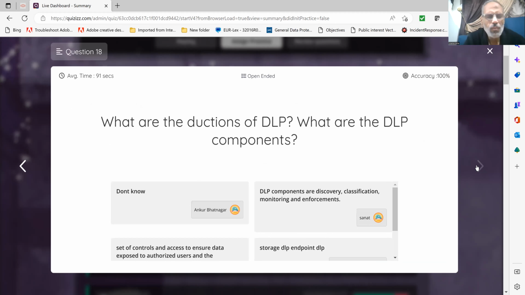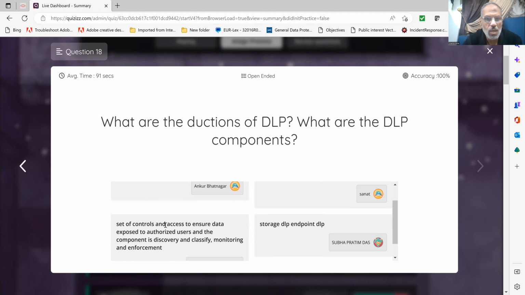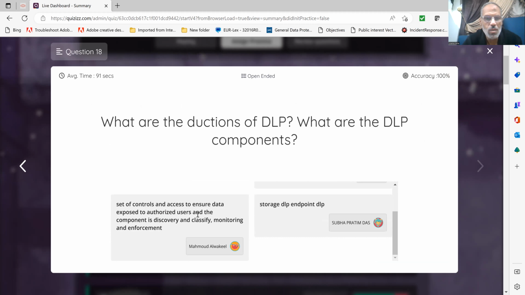Okay, thank you. What are the factions of DLP? I don't know the meaning of reductions. Or do you mean the DLP components? Okay. DLP components: discovery, classification, monitoring, and enforcement. Yes, that's right. A set of controls and access to ensure data is exposed only to authorized users.